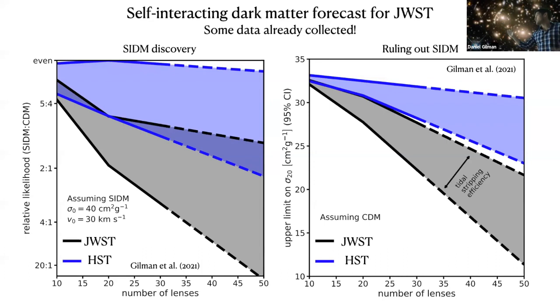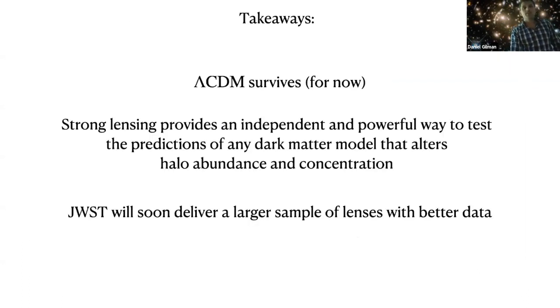So there's some forecasts I made for self-interacting dark matter. I'm not going to go into details, but basically you'll get much stronger constraints in the future than what we currently have. And then these are my takeaways. So I will just leave those here for now. Thanks.